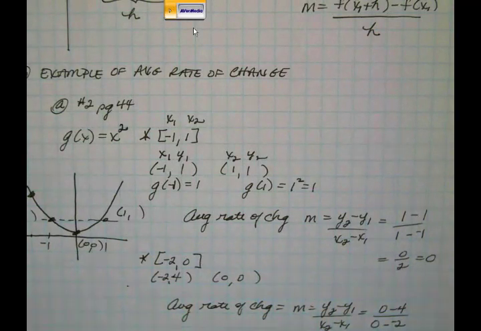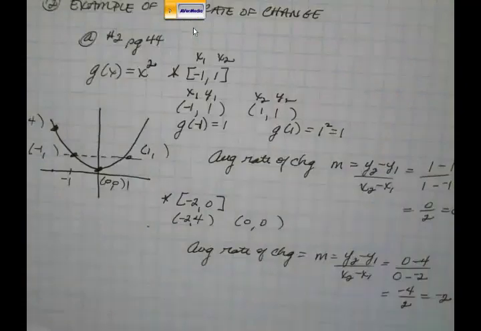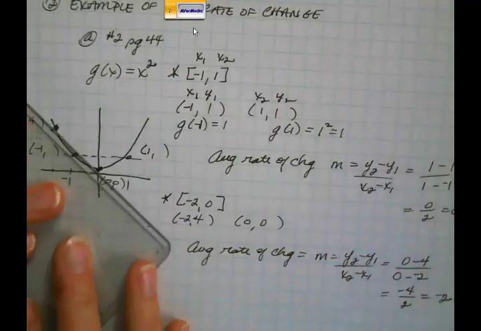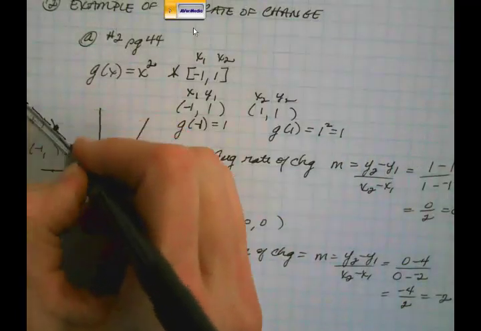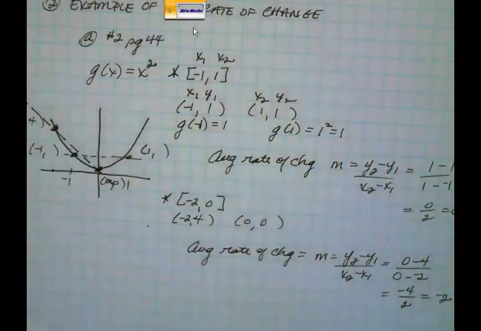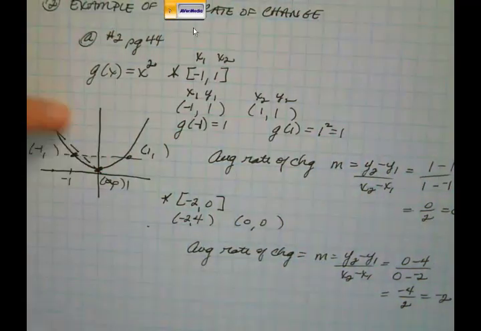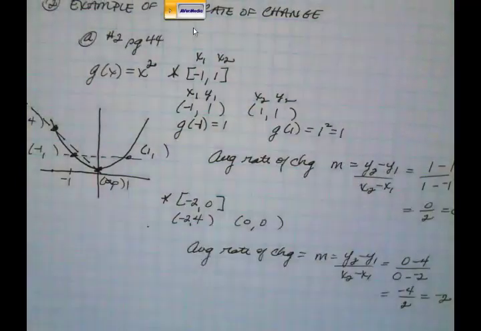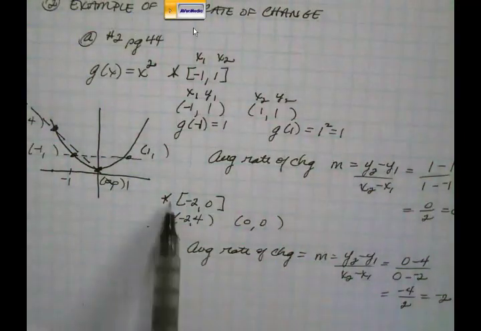So if I want to find this one, I'm looking at the point -2 somewhere over here, and the point where x is 0 here. So these 2 points are -2 something and 0 something. So here's your 2 points. If x is -2, -2 squared is 4. And if x is 0, 0 squared is 0. So these 2 points are (-2, 4) and (0, 0). You're looking for the slope of the secant line going through those 2 points to the curve.